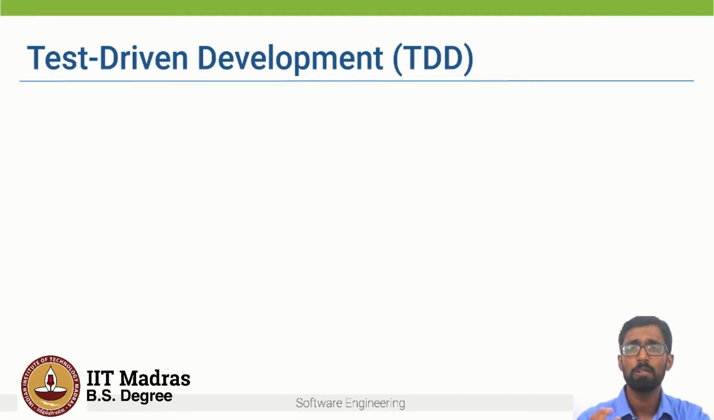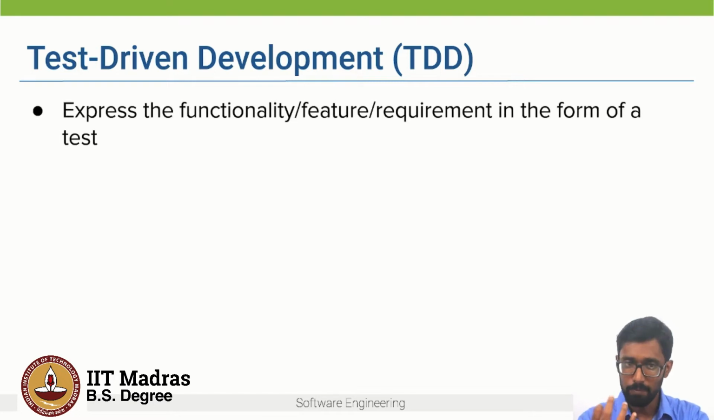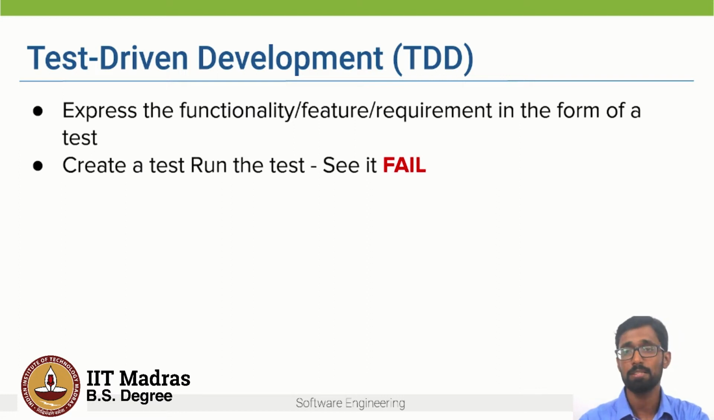So let's say we were building a small functionality or a function or a module, right? So the first thing which we do is we express this requirement or feature or user story in the form of a test, right? We have not written any code yet. We are just specifying what the test is. And then we create this test and we run this test. And since we have not implemented the feature, of course it will fail, right? So we deliberately create a test and make it fail.